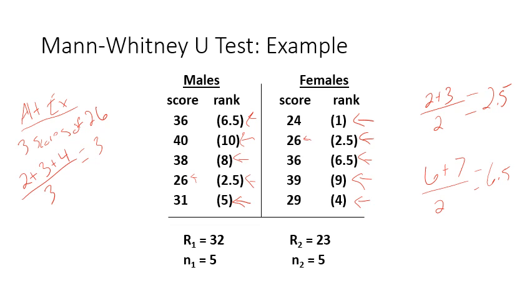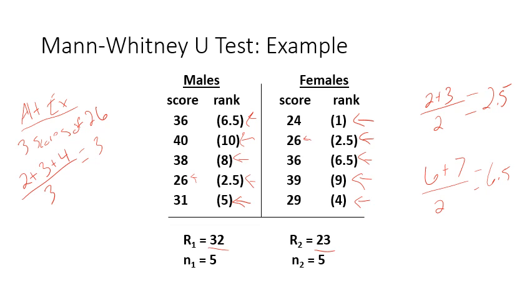Now, next thing you have to do is sum the ranks for each group. So you sum the ranks for each group. This group has a total of 23. This group has a total of 32. So our R1 and our R2, don't confuse this with our U values because we still have to calculate our U values. This is our R, our summed ranks value.